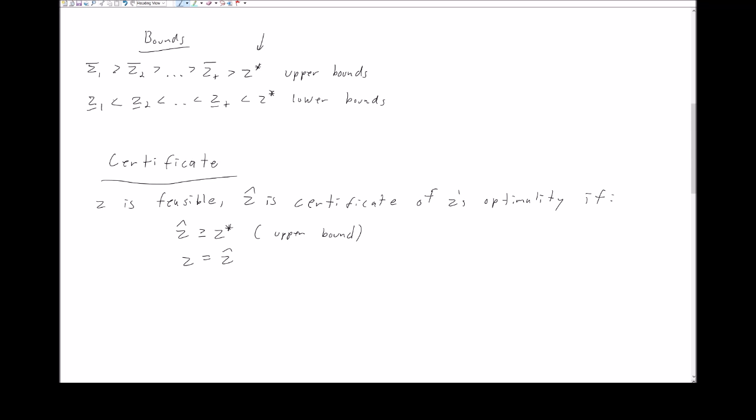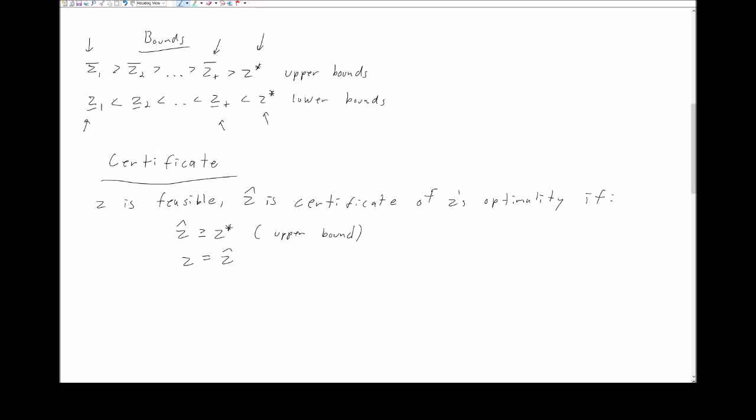In this case, we have a sequence of bounds, z1 bar through zt bar, and this is a decreasing sequence of bounds. Lower bounds are similar. We have z1 lower bar to zt lower bar, all of which are less than our optimal solution z star. And again, this is an increasing sequence. We'll work more with bounds in the coming lectures.